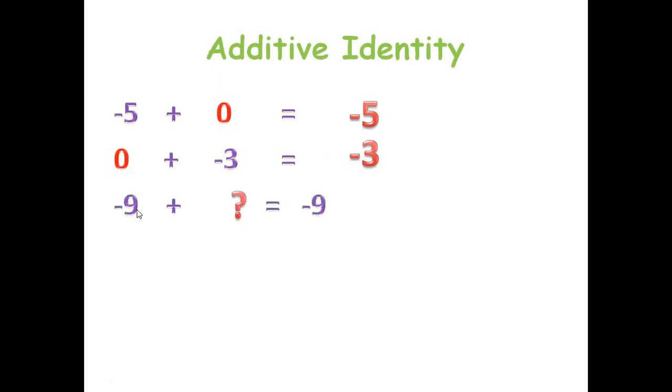So let us go for the additive identity property. -5 is added to 0. What is the answer? The answer is -5. When -5 is added to 0, the answer is -5. Now add 0 to -3. What will be the answer? The answer is -3. -9 plus what is equal to -9? Here the taken integer is -9. Added to what number gives the same number? The answer is 0.